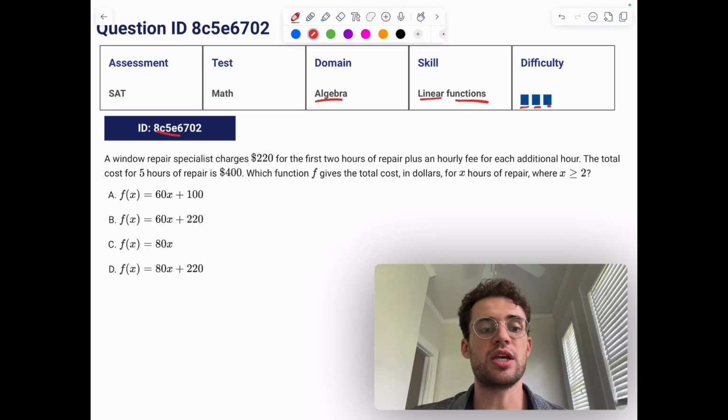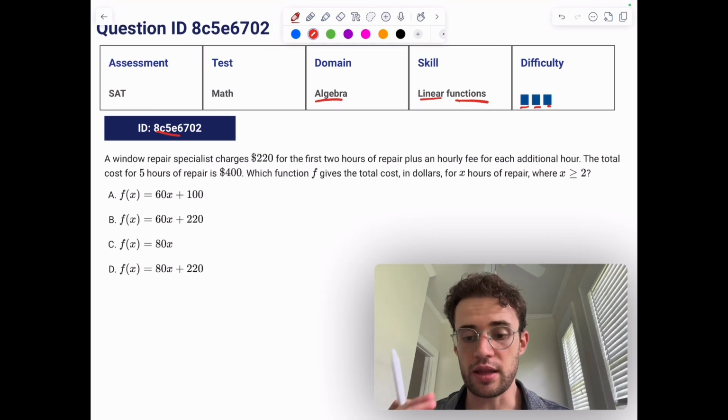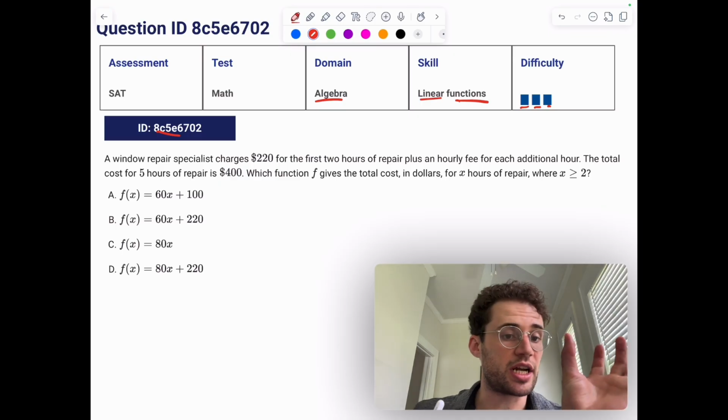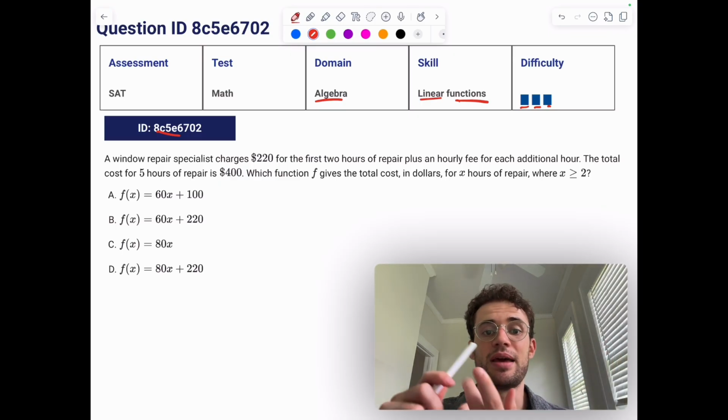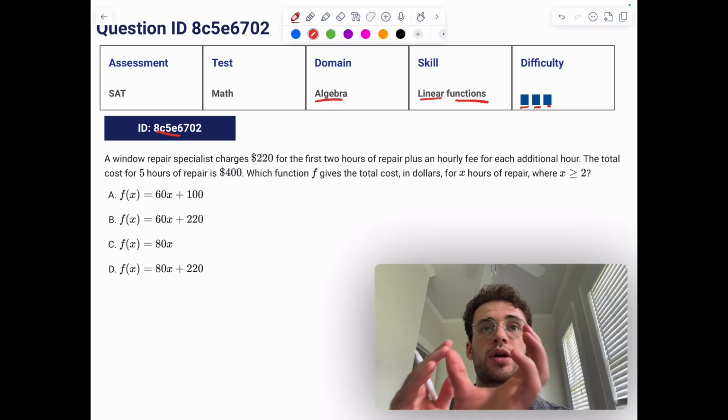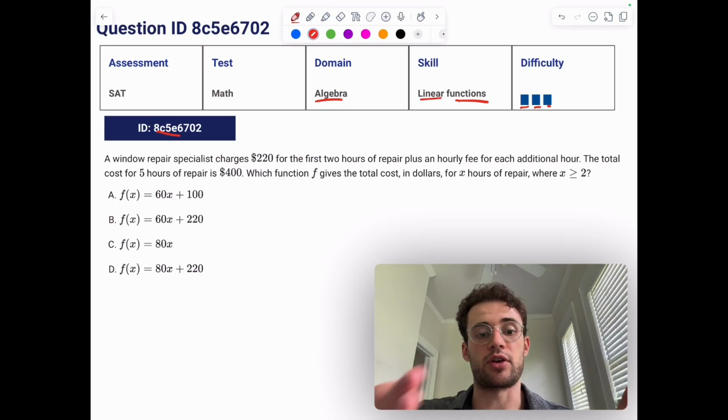Every question has a unique question ID, and if you look in the video description, you'll be able to find every question ID along with a timestamp of the exact minute and second where I go over that problem. And you'll be able to see a short description of the topic that's covered in that question.